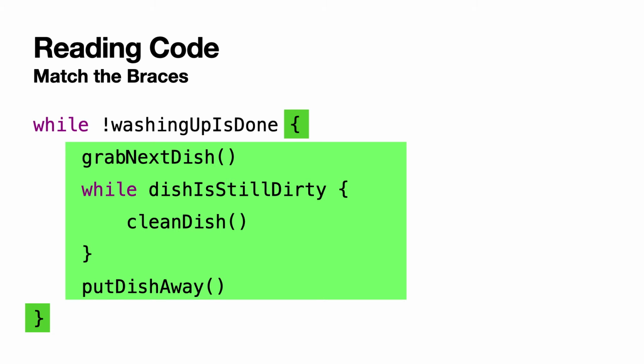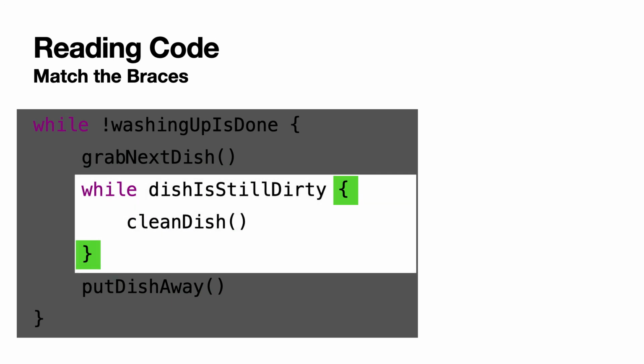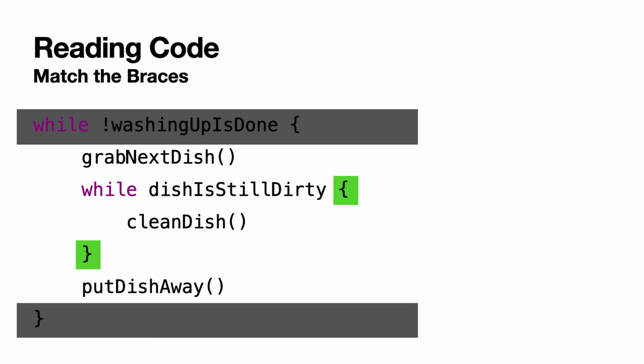As we read through this code top to bottom, we hit another code block. This is another while loop. We match the curly braces for this block and step into the code. When we finish running those commands, we'll exit that block back to the enclosing block of code and continue running commands. So we'll go back to our previous sequence and we'll do the next command, which is put dish away in this case. And then once we're done with that command, we hop back to the top of the loop.